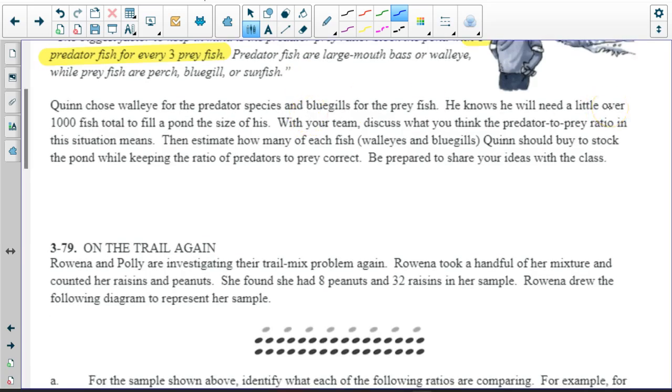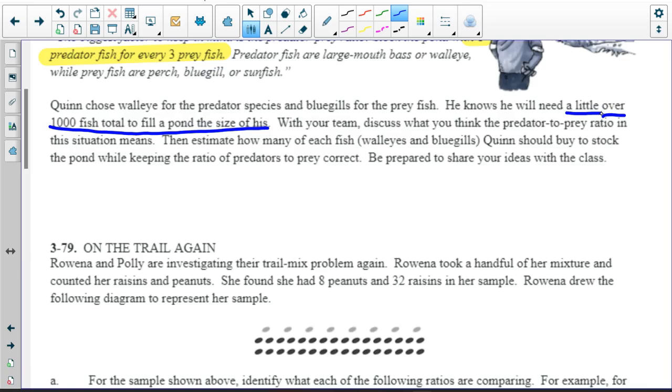Okay, but now he wants to fill the pond with a little over 1,000. So we need to think about, okay, what amount of predator and prey will add up to be a little over 1,000 that follows that 1 to 3 ratio. So take a second, pause the video, and see if you can come up with that.